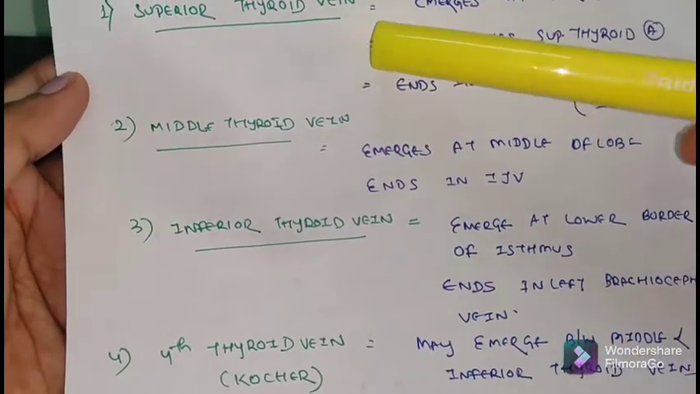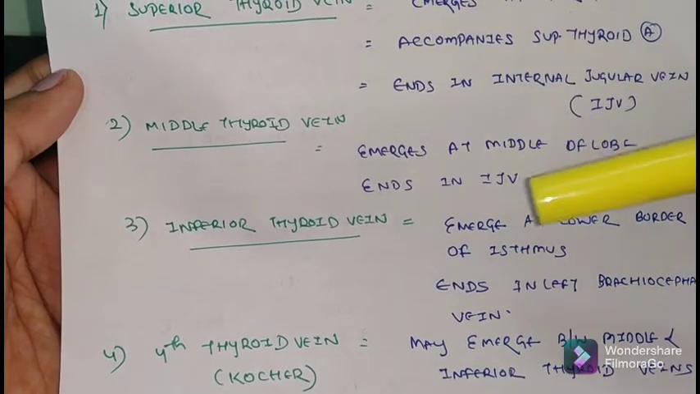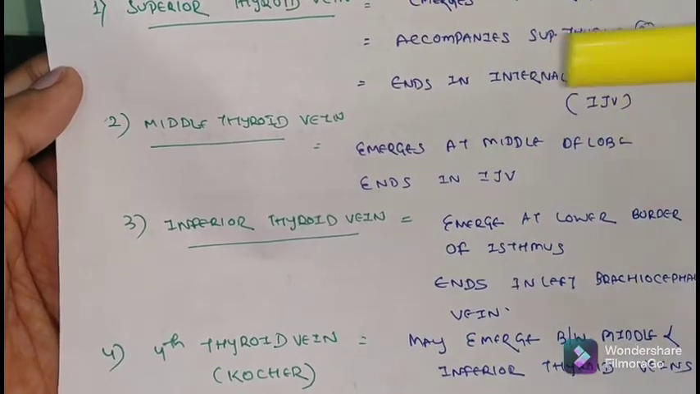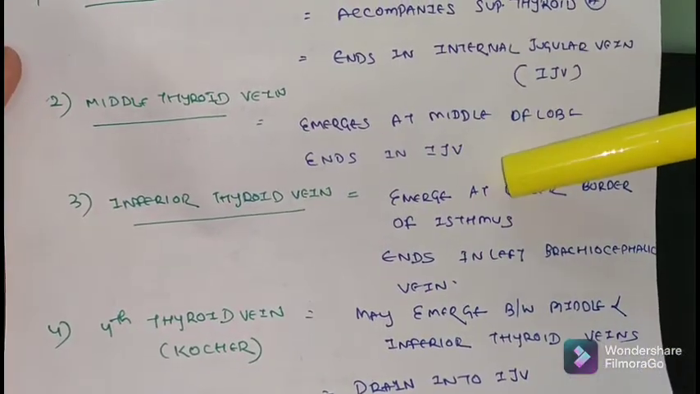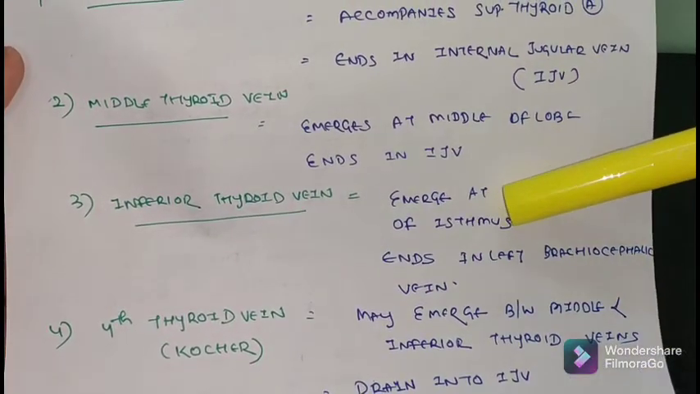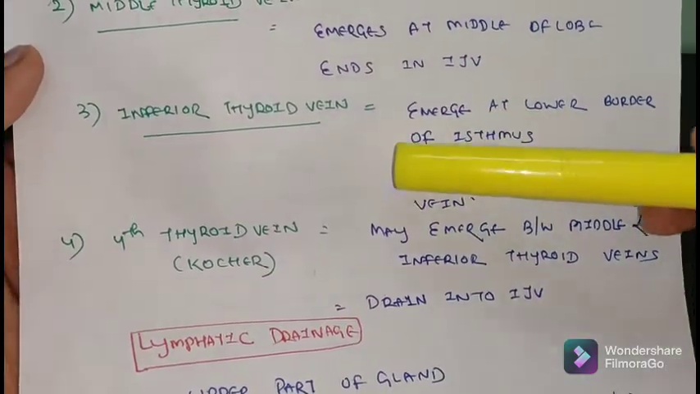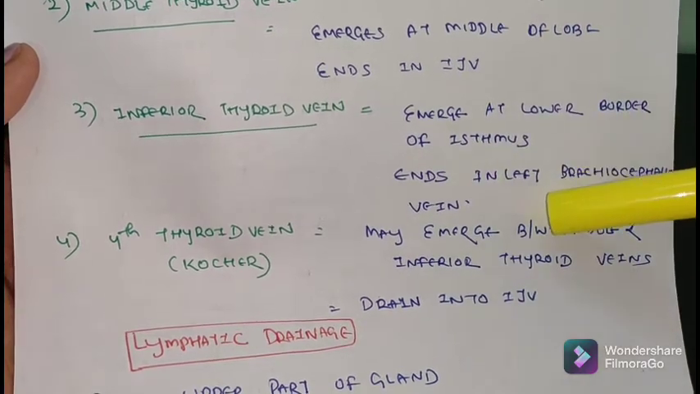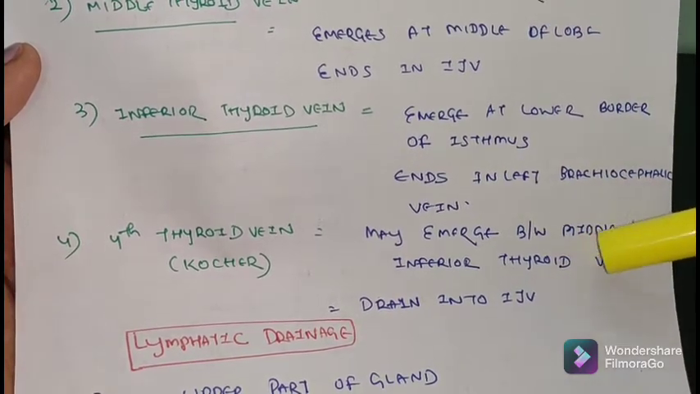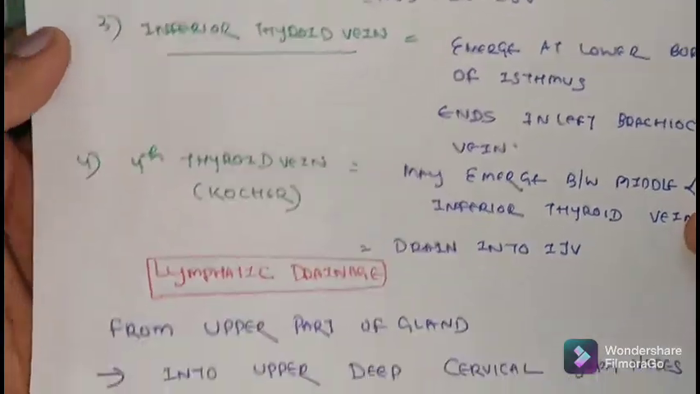The middle thyroid vein emerges at the middle of the lobe and ends in the internal jugular vein. And the inferior thyroid vein emerges at the lower border of the isthmus and ends in the left brachiocephalic vein. The fourth thyroid vein, which is also known as the vein of Kocher, may emerge between the middle and the inferior thyroid vein and it drains into the internal jugular vein.